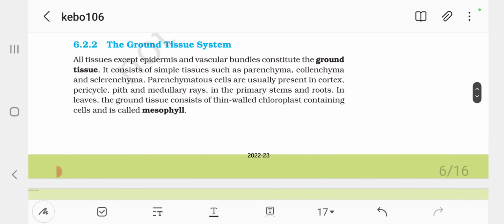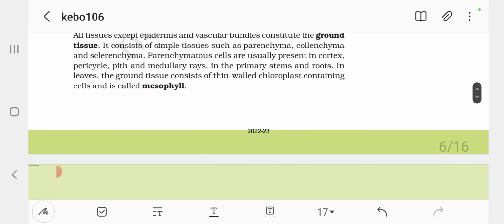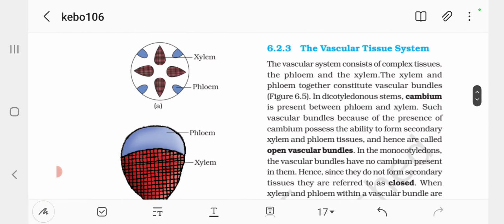6.2.2 The ground tissue system. All tissues except epidermis and vascular bundles constitute the ground tissue. It consists of simple tissues such as parenchyma, collenchyma, and sclerenchyma. Parenchymatous cells are usually present in the cortex, pericycle, pith, and medullary rays, in the primary stems and roots. In the leaves, the ground tissue consists of thin-walled chloroplast-containing cells and is called mesophyll.